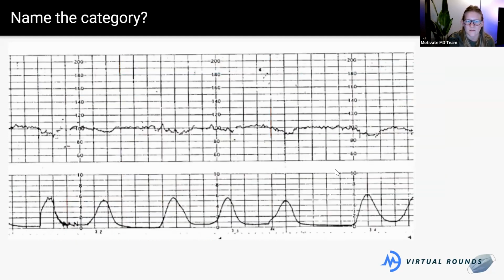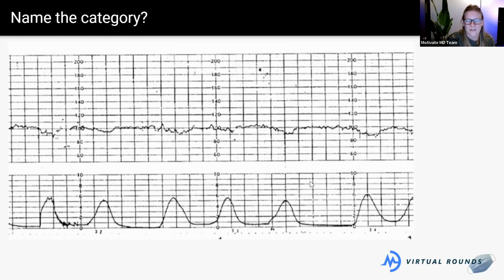How about this one? It's not as pretty. I know it's like an old photocopy, but you can still tell. Any guesses for this? My go-to is I always look at the baseline heart rate first. If I had to draw just one straight line through where it is and try to estimate where we're at. Yeah, you guys are right.